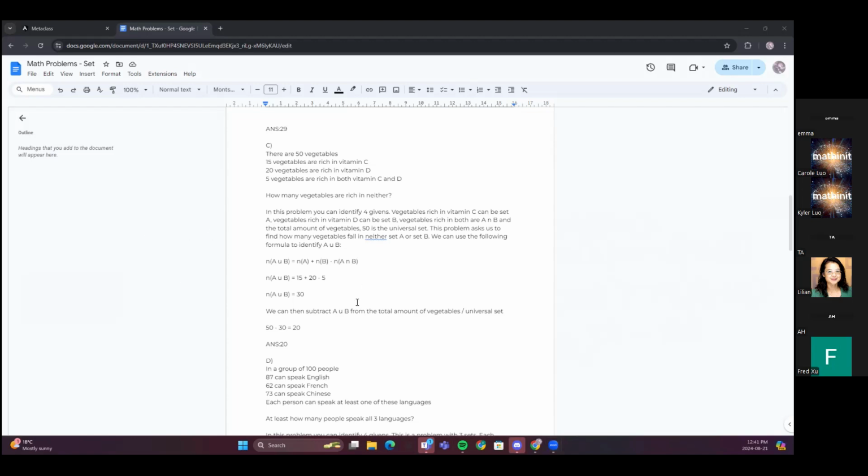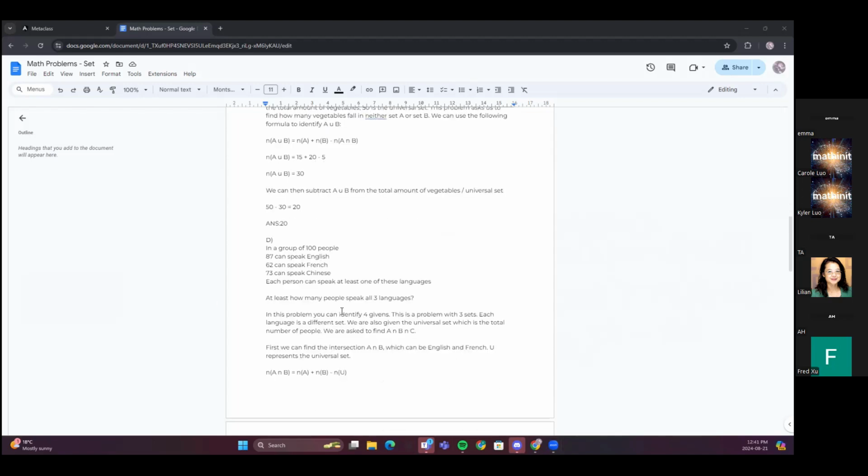It's been 2 minutes, so I'm going to show you how to solve the problem. You can identify 4 givens here. You have set A, which is the people who can speak English, set B, which is the people who can speak French, and set C, which is the people who can speak Chinese, and the universal set, or A union B union C, is 100.